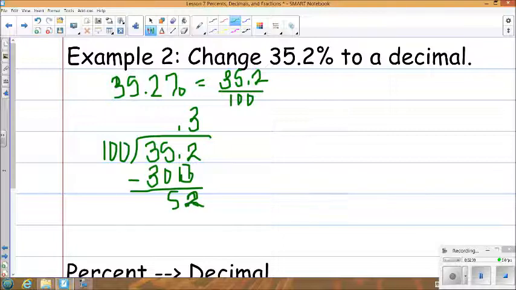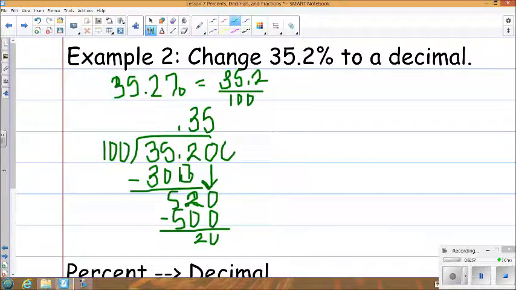Now if you remember, we're going to keep going here so we can either get a decimal that repeats or ends, so we can see what's happening. So I'm going to bring down that 0. 100 is going to go into 520 5 times. So we get 500. We're going to have 20 left over. Add another 0 to carry it down. So now we're looking at 100 going into 200, which is 2 times. Now we have a remainder of 0, which tells me that this decimal, 0.352, is the same thing as 35.2%, or the same thing as 35.2 over 100.